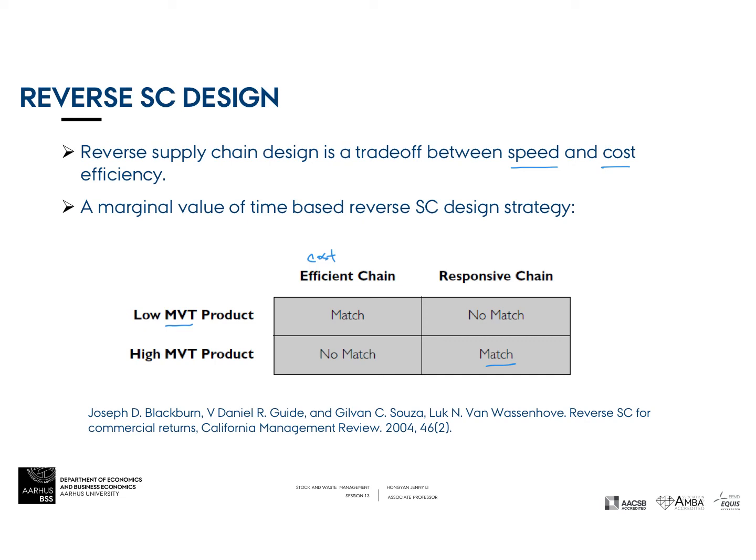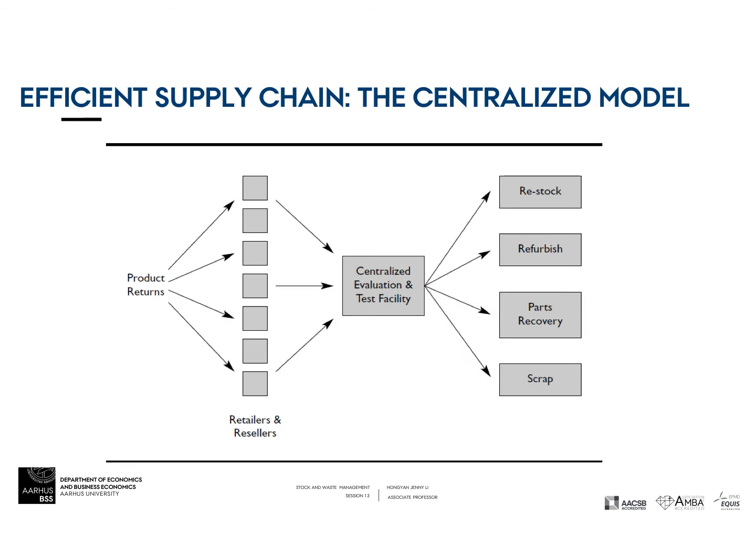Furthermore, let's see what the difference is between the efficient chain and the responsive chain. A typical efficient supply chain is a centralized model. Here you can see, regardless of where the customers return the products to, in the end all the returned products will be gathered in the centralized evaluation and test facility, and this facility is responsible for restock, refurbish, parts recovery, and scrap. And then the products may come back to the forward supply chain, or be disposed of, or sent to the discounted market.